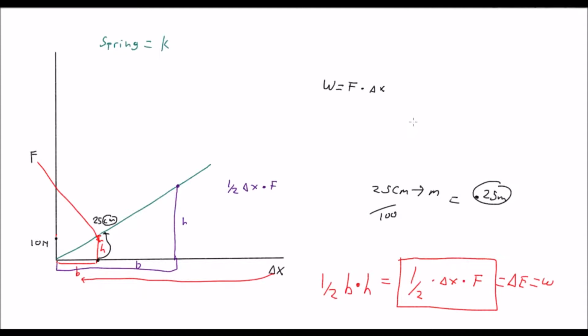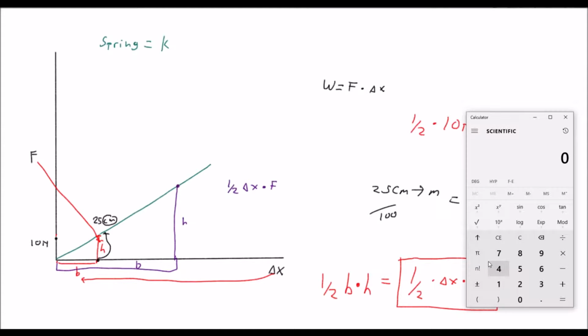So I know that I have 1/2 times 10 newtons, and I know that I multiply by 0.25 meters. Let's put a 0 there, make it clear. So 10 times 0.25 divided by half, so that's 5. Plug it into the calculator just to be safe. So 0.5 times 10 times 0.25 equals 1.25.